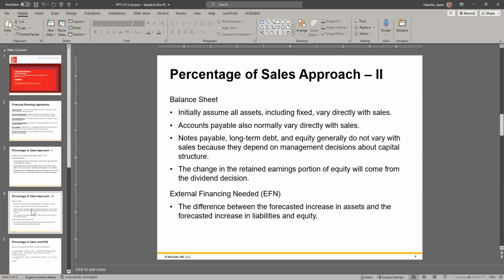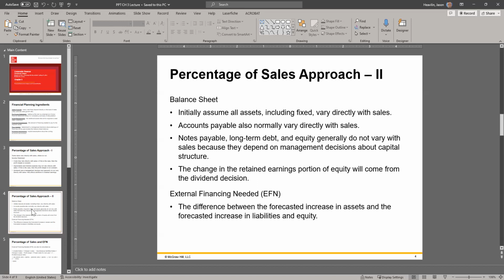But for that initial fundamental basic first set, in order to see what could happen, you initially can assume that all assets, including fixed, vary directly with sales. So if sales grow by a certain percentage, then you need to increase your assets by that percentage as well in order to support those sales. Just like anything, if all of a sudden there's an increase in demand for your product and you're selling more, then you have to buy more materials, more capacity on your production line, etc.